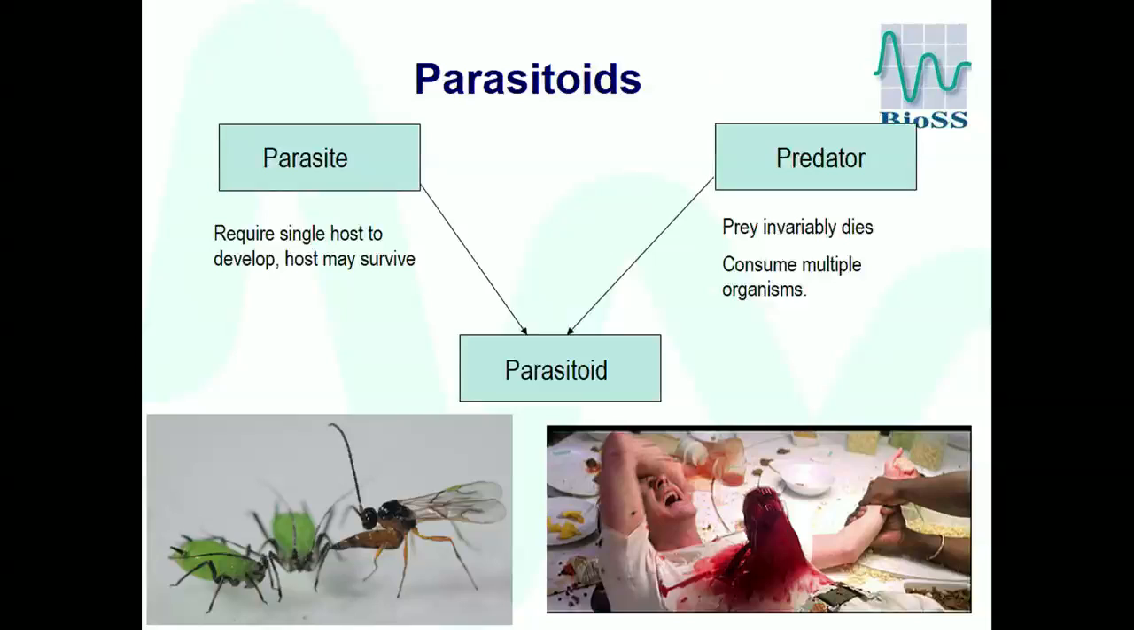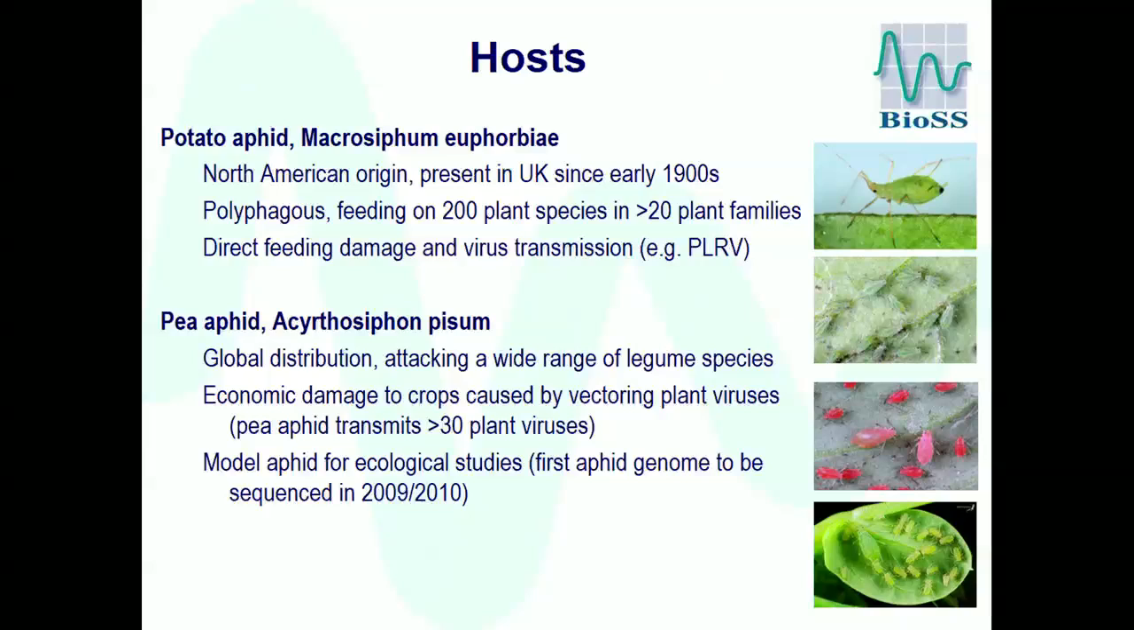the kind of hosts we're looking at are potato aphids, pea aphids. They're important agricultural pests. They're really important. A pain in the neck. The potato aphids came from North America, but they've been around in the UK since the early 1900s. They feed on everything. They're probably the ones you see in your garden when you get greenfly. 20 plus plant families, 200 plant species.